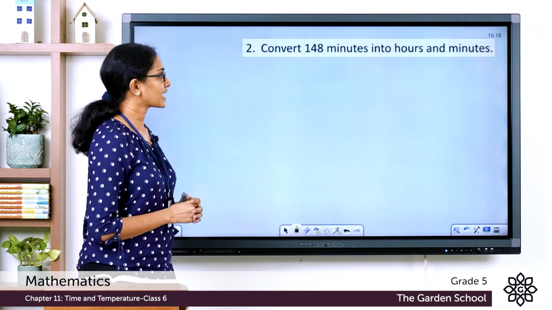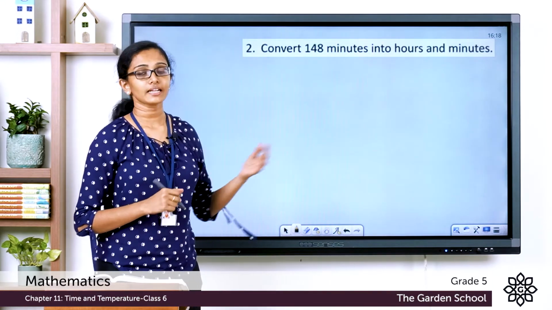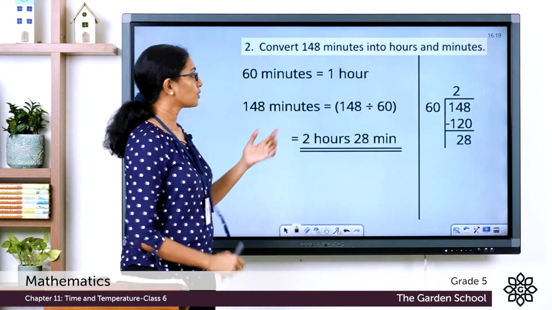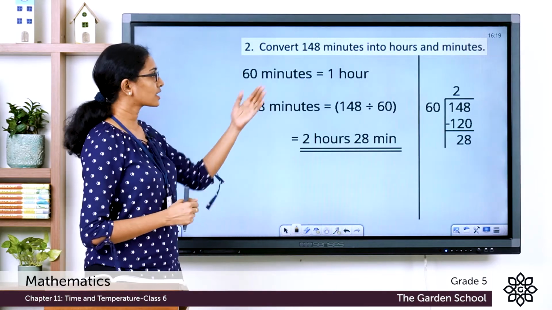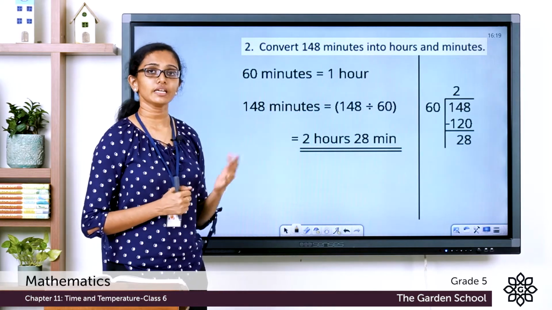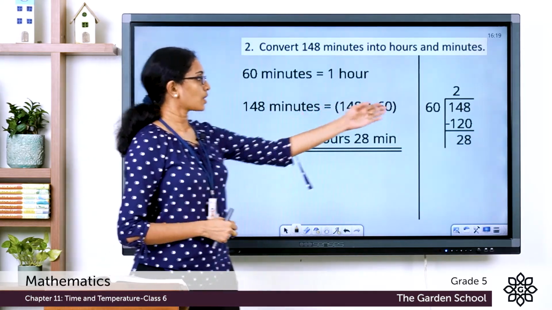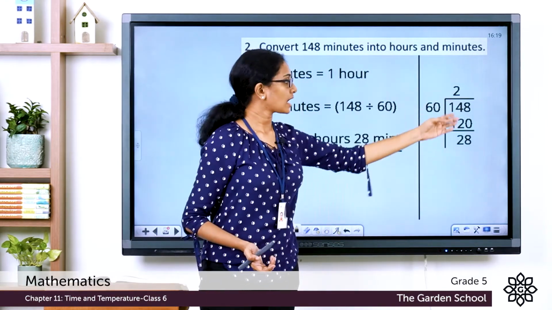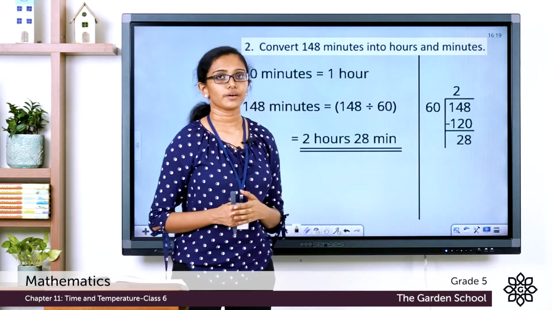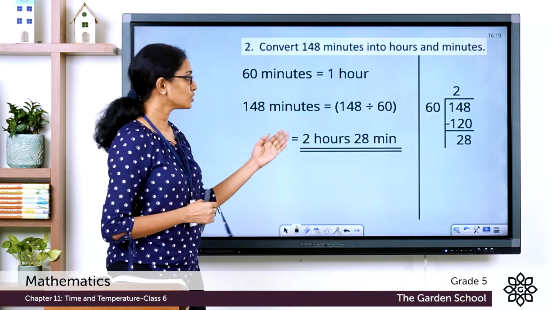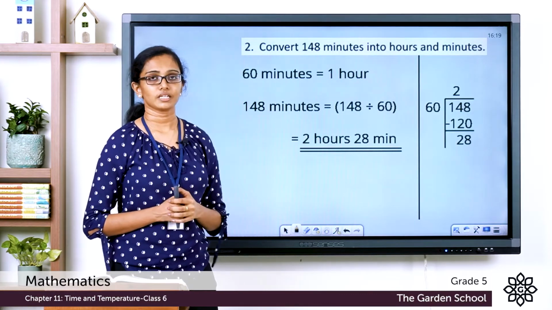Convert 148 minutes into hours and minutes. So we know 60 minutes is equal to 1 hour. So 148 minutes will be equal to 148 divided by 60. So 140 divided by 60 gives you 2 full hours and here 28 minutes extra. So the equivalent in terms of hours and minutes is equal to 2 hours 28 minutes.